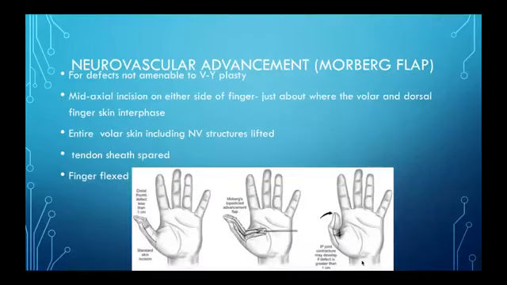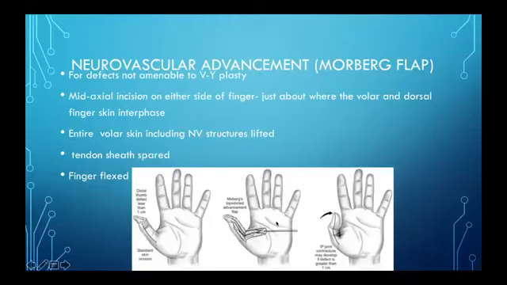Neurovascular advancement flap. This is where you actually release the flap together with its blood vessel and nerve, okay? And then flex the finger so that the length of the flap is able to reach the fingertip and provide coverage, as shown in the picture below.